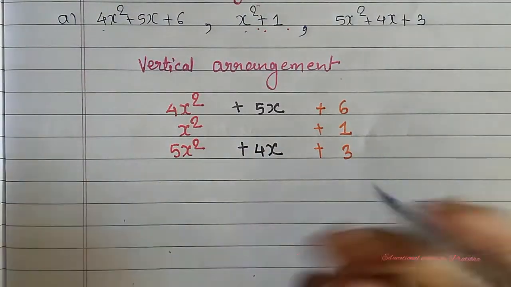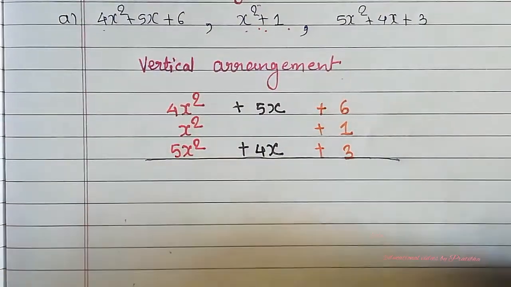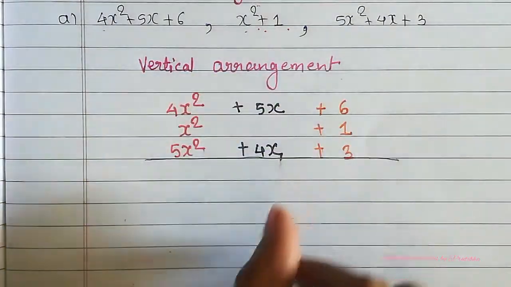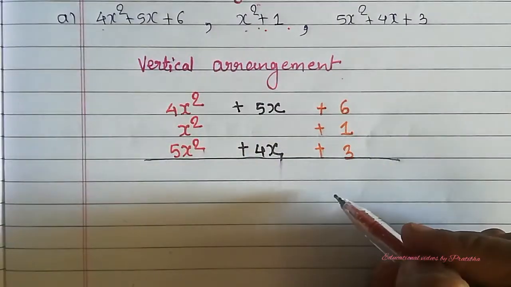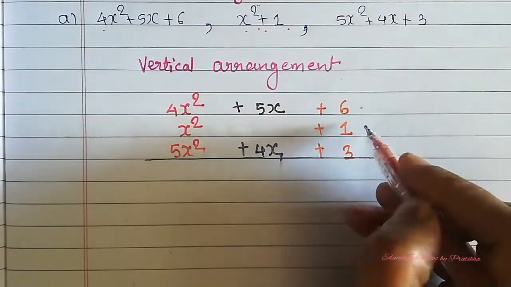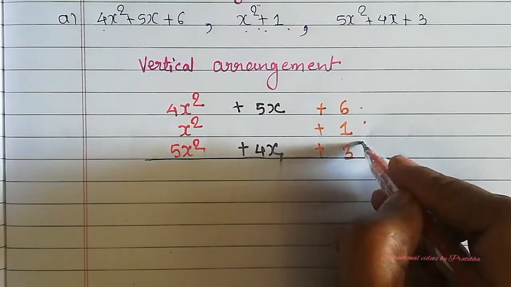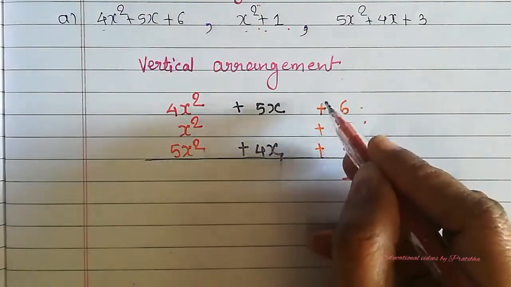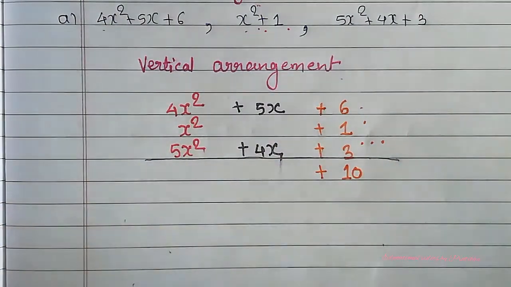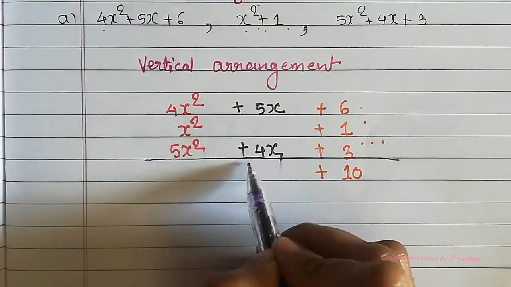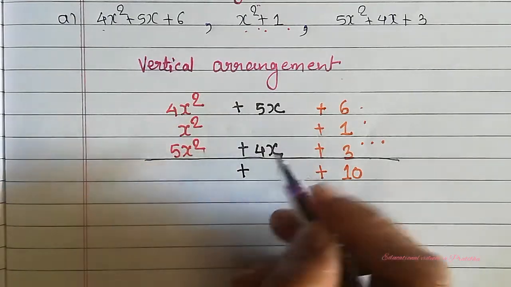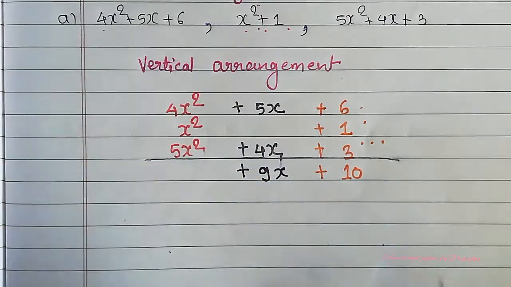Now let us solve this. While solving, we have to solve them term wise. So first I'm going to add all the constants. 6 plus 1, 7, 8, 9, 10. So this answer is 10. All the signs are positive, so positive sign will come here. I'm going to add middle terms. Both the terms are having positive sign, so there is no confusion. We have to add both the terms. 5 plus 4, 9. So it will become 9x.